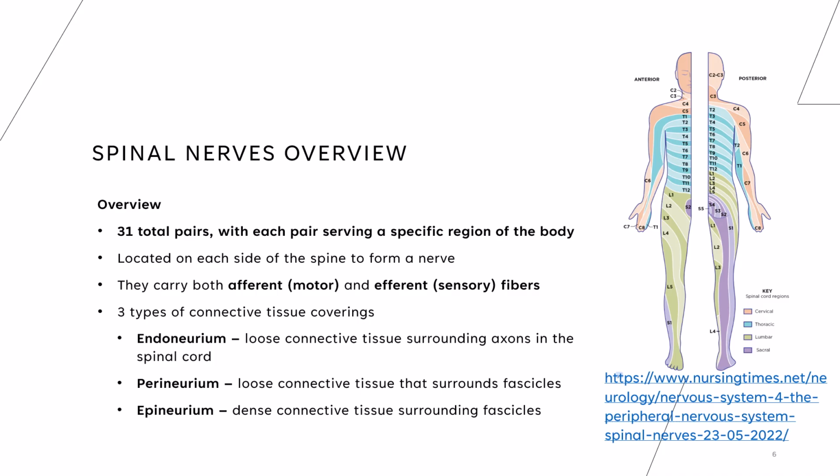So, spinal nerves. For the spinal nerves overview, we have 31 total pairs, with each pair serving a specific region of the body. They're located on each side of the spine, and they form a nerve. They have two endings, which I'll talk about later. They have motor and sensory fibers, and there are three types of connective tissue: loose connective tissue surrounding the axons, loose connective tissue that surrounds the fascicles, and dense connective tissue that surrounds the fascicles.